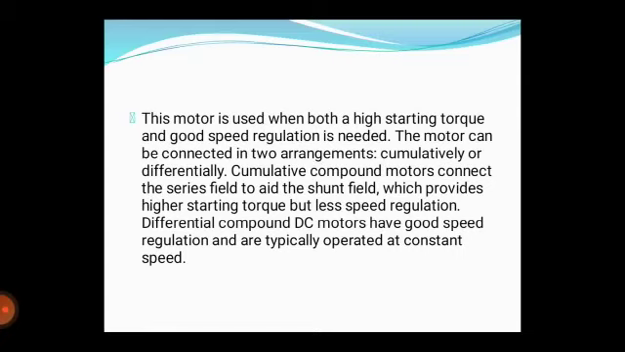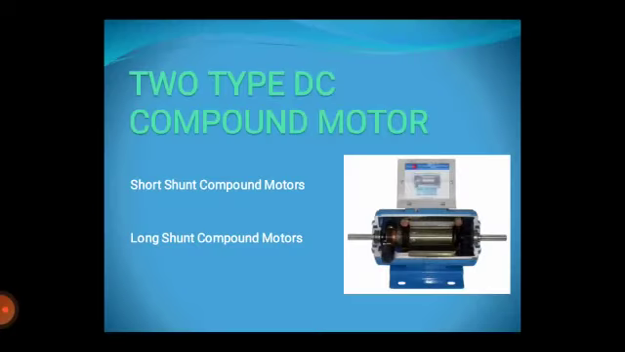Cumulative compound motor connects the series field to aid the shunt field, which provides high starting torque but less speed regulation. Differential compound motors have good speed regulation and are typically operated at a constant speed. Two types of compound motors: long shunt compound motors and short shunt compound motors.